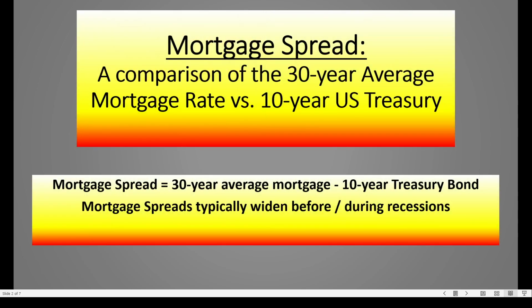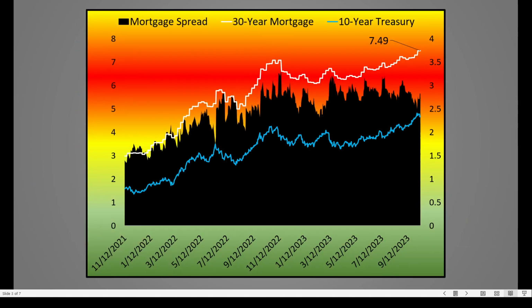Welcome back. As mortgages hit historic multi-decade highs, we should consider the mortgage spread, which factors in the amount of risk banks see in the marketplace. Now, the mortgage spread is calculated very simply by taking the 30-year average mortgage rate versus the 10-year U.S. Treasury, 30-year mortgage rate minus 10-year U.S. Treasury. Now, typically, mortgage spreads widen, the difference between the average mortgage rate and the 10-year U.S. Treasury widens, when banks see an extra amount of risk in the marketplace.